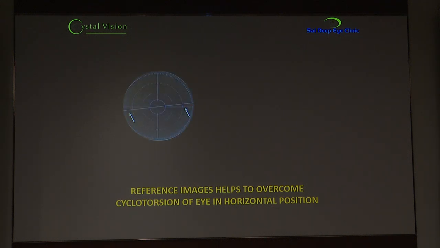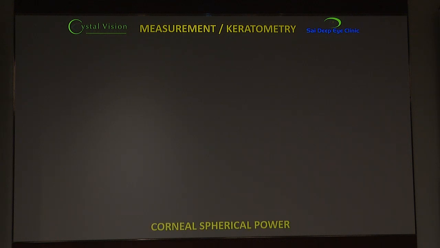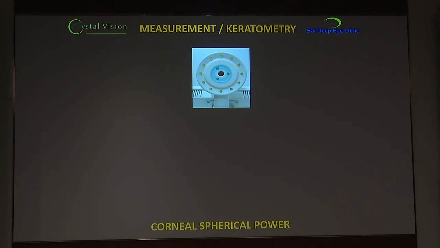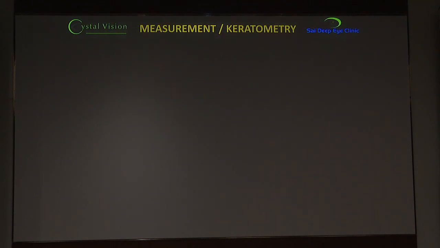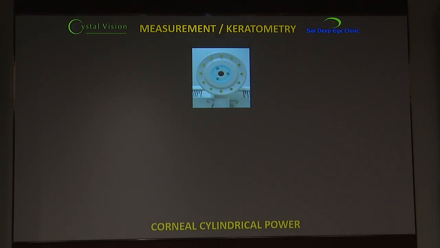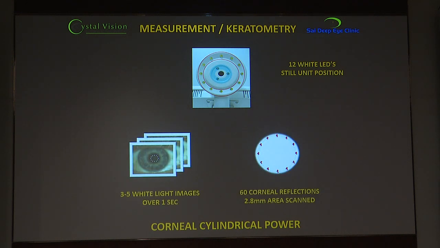Reference images here help us to overcome the cyclotorsion of the eye when you go from the sitting position to the supine position. The keratometry is done by the measurement unit. Two things it does: one, it calculates the spherical power with the help of the 3 infrared LEDs, and this is measured in the central zone of 0.8 to 1.2 millimeters with over 900 corneal reflections. At the same time, the corneal cylindrical power is calculated with the help of these 12 white LEDs in the still position, again in the central 2.8 millimeters zone with 60 corneal reflections.